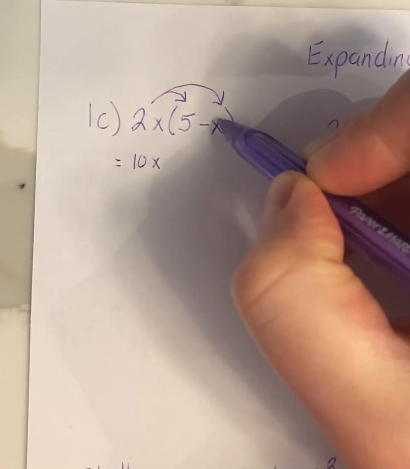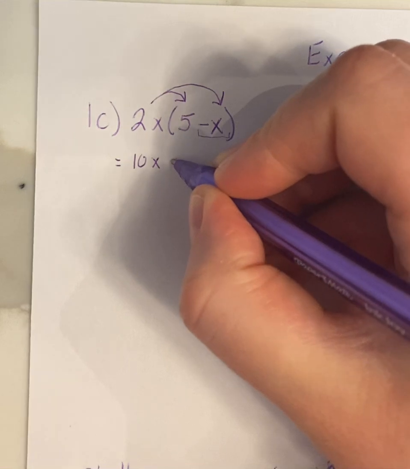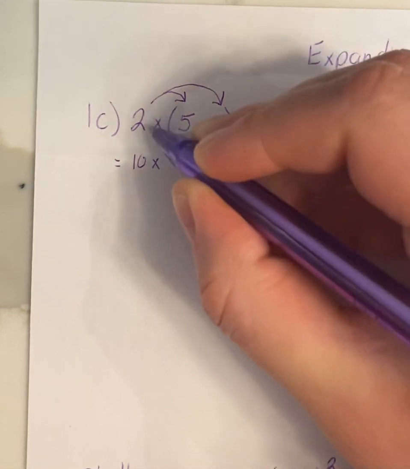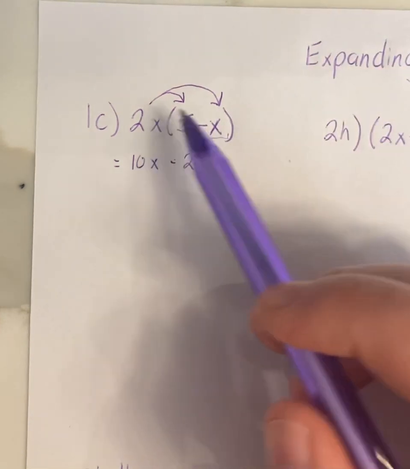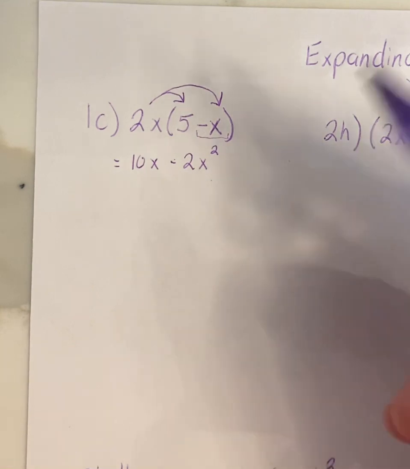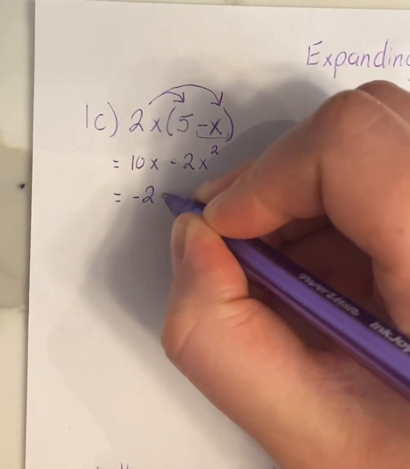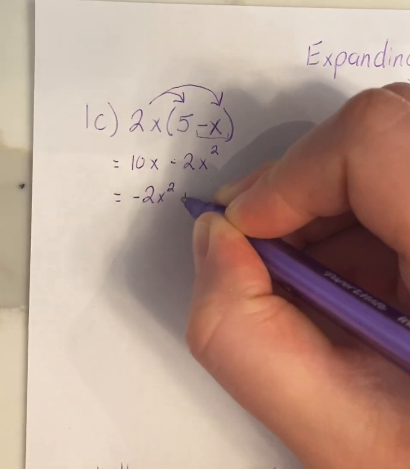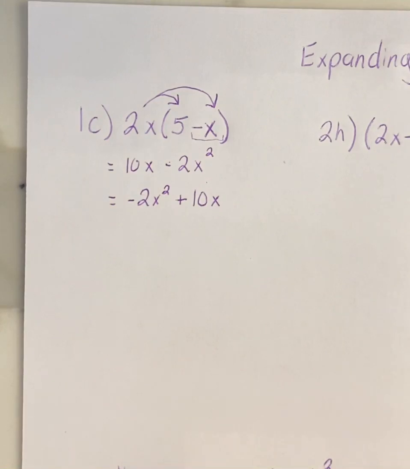And 2x times negative x, remember you have to include the negative. That will give me negative 2, and then x times x is x squared. Okay, so the negative times the 2 is negative 2, and x times x gives me x squared. So then I'm going to rewrite it so that my x squared comes first and my x comes second. So there you go. Easy peasy.